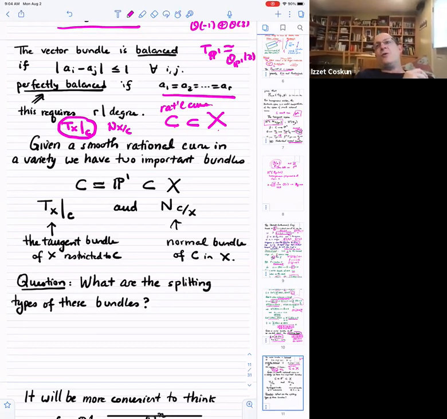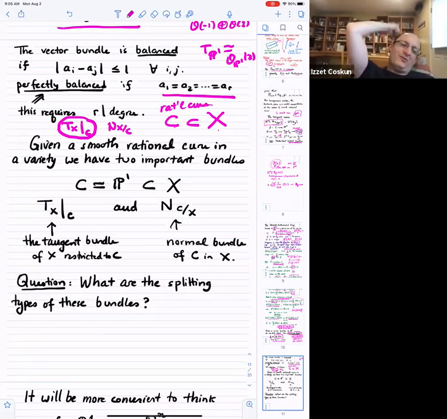If you give yourself a vector field on the sphere, then it has 2 zeros, right? A general vector field on P1, a holomorphic vector field, has 2 zeros. Okay.